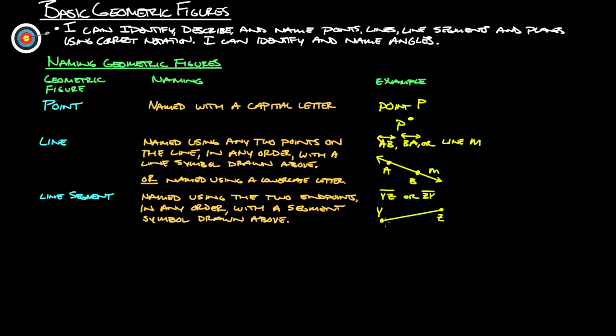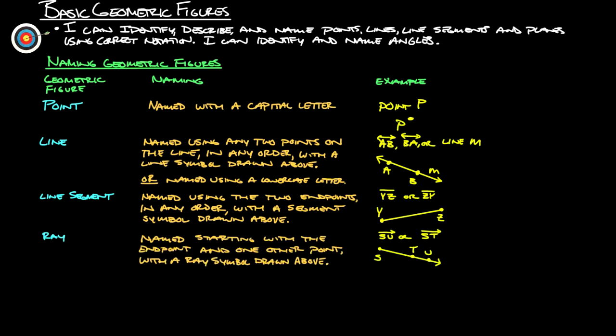All right. A line segment is named using the 2 endpoints in any order with a segment symbol drawn above. So it starts at Y, ends at Z, or starts at Z, ends at Y. It does not go on forever and ever in either direction. So you can name that as YZ with a line over the top, or ZY with a line over the top. As you can start to tell from these, the order on a line or a line segment does not matter.